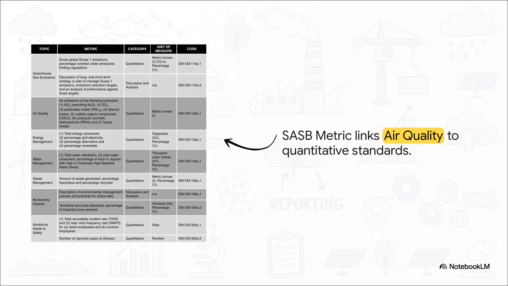And this is where quantitative accounting standards come in. By tracking metrics like SASB metric EMCM 128.1, entities can pinpoint exactly where localized human health impacts translate into severe exposure to legal and regulatory risks. This acts as a literal bridge between chemistry and finance. It turns an invisible plume of smoke into a hard, measurable number right there on a balance sheet.